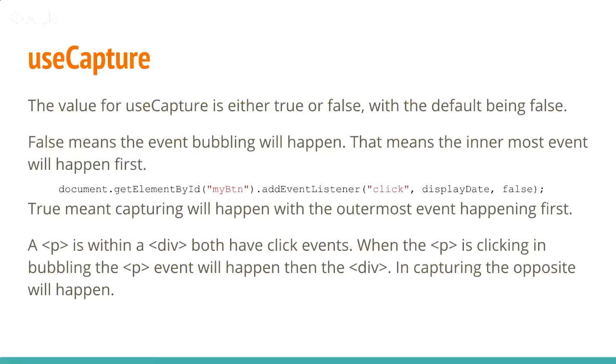If you put true in there, then it will start at the div and have the div's event happen first, and then go in to the paragraph. So the only time you really need to worry about this is if you want to put true in there to make sure the outside element gets addressed first before the inside element, if all of them have the same kind of event on it, like this had, where the paragraph and the div both had a click event on them, and you clicked on the paragraph within the div. So both click events would happen.